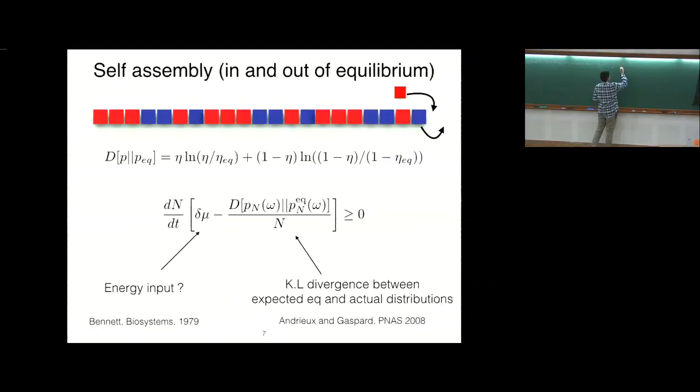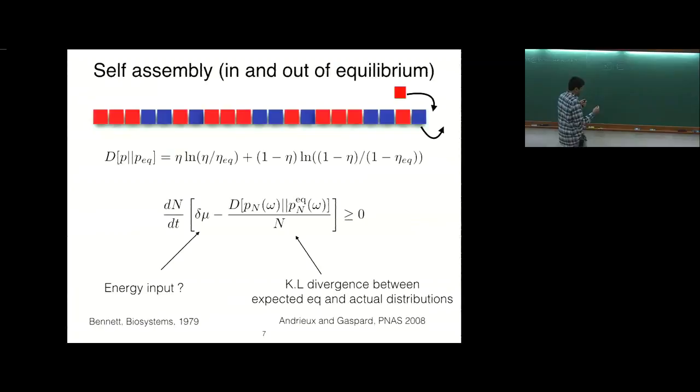So I have two kinds of blocks. I have red blocks and blue blocks, and let me imagine that I have these blocks floating around in solution, and each time a red and a blue come together, this represents something like an error state. Okay, so this represents a state in which the bond is not the bond that's thermodynamically favored, and it's different from what's allowed thermodynamically. So this would be an error state.